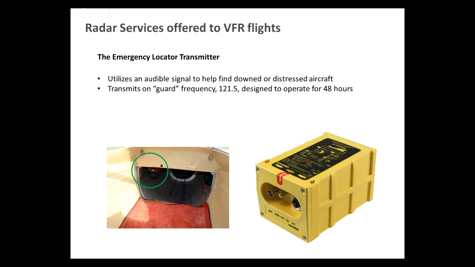I'm not sure if you guys followed the news when the Malaysia Air 777 went down a couple years ago, but this was the device that the authorities, the search parties, were attempting to find, the ELT. Since the aircraft was in a distressed state, they were hoping that by tuning into 121.5, they might be able to hear this audible signal. And of course, as your radio receiver gets closer to the ELT, the signal gets stronger, so you can find the distressed aircraft.